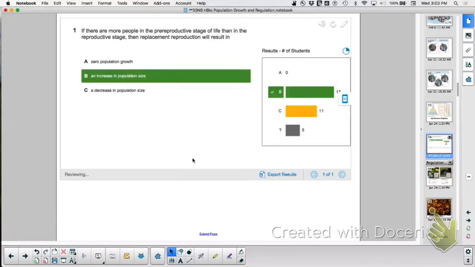Oh! Uh-oh. Let's talk about this. Okay, guys, let me explain this. If there are more people in the pre-reproductive stage of life than in the reproductive, what shape are we in? A pyramid or a column? Pyramid. It's got to be a pyramid. Then the replacement reproduction will result in an increase in the population size, because all of those pre-reproductive are going to move into reproductive and have more babies, even more offspring.